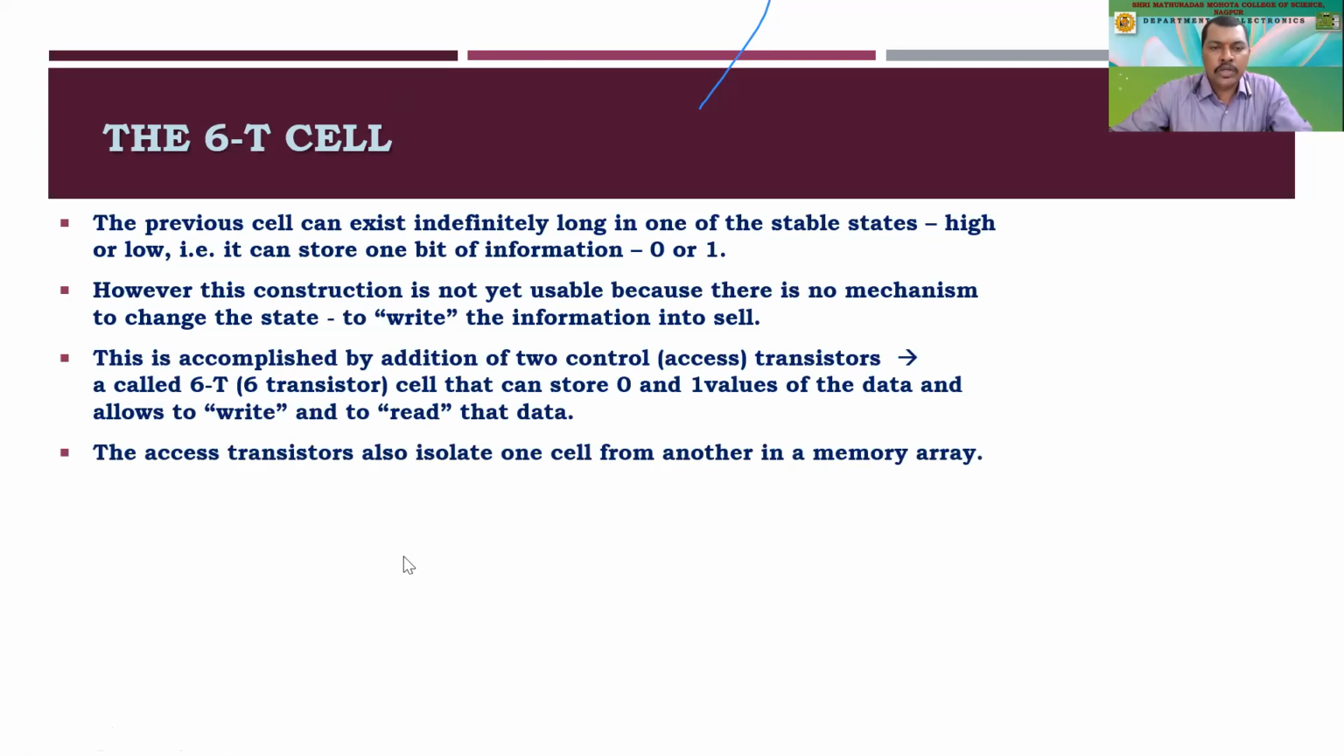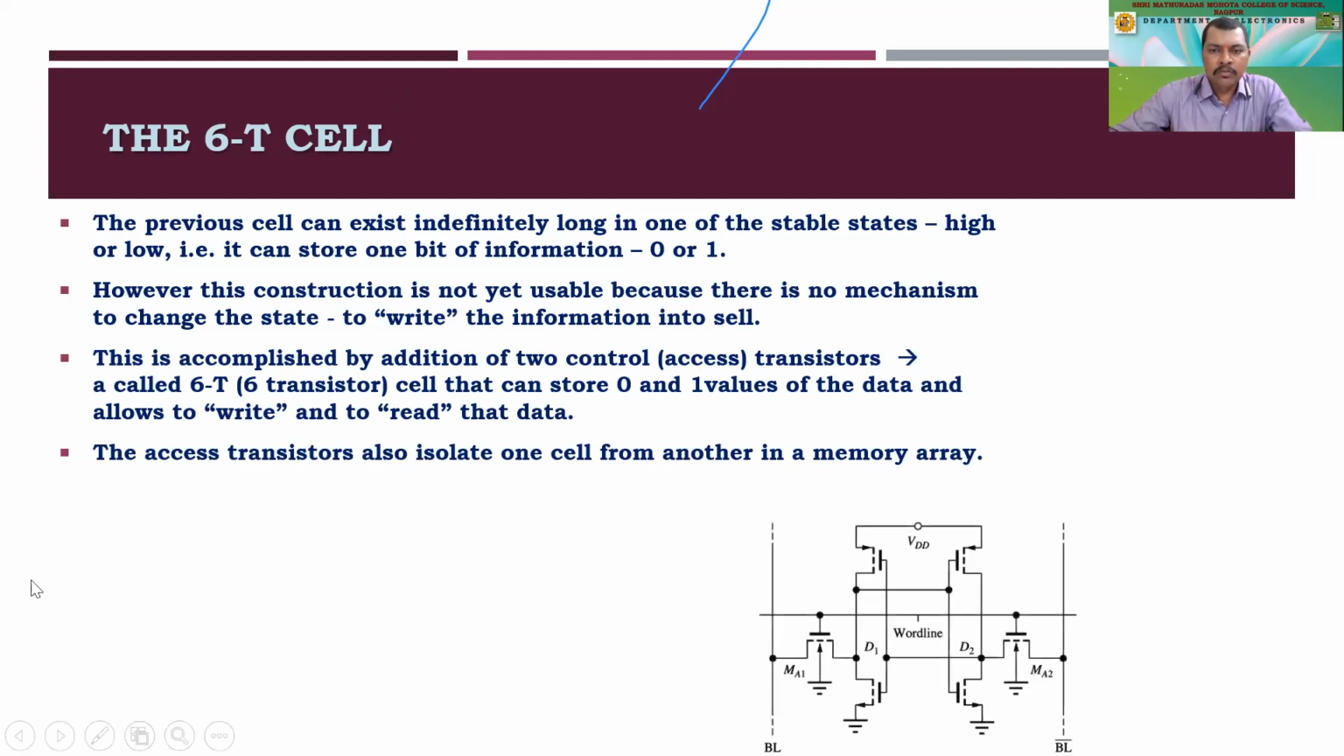So the access transistors also isolate one cell from another in a memory array, and I'm going to show you that. Yeah, so this is the six transistor construction of the static RAM, and you are able to see this four inside it where we are having this word line. So this word line will be shifted on the upside, and this is transistor one, two, three, four, right? So these four transistors will form a cross-coupled inverter. So this forms one inverter, this forms another inverter, and this MA2 and MA1 will be connected to these two lines, bit line and bit line bar, where we are going to store.